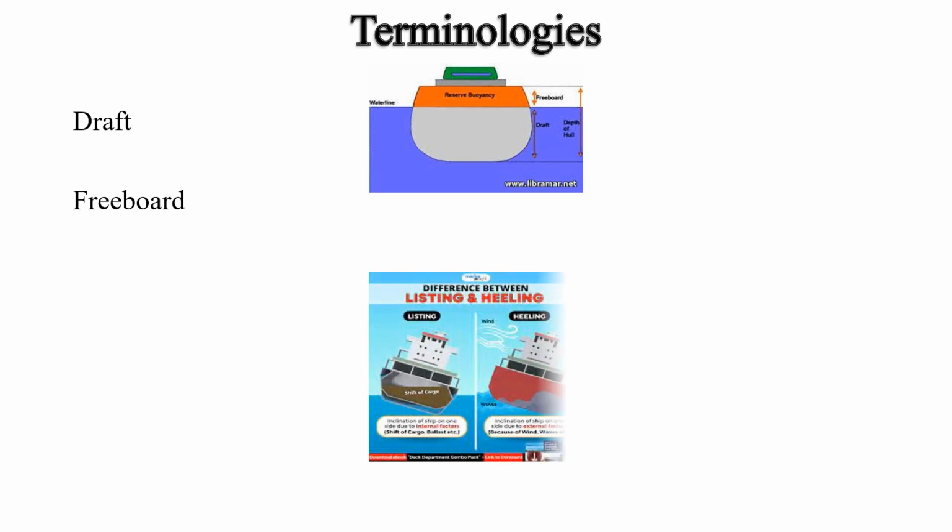We are going to be looking at, again, two scenarios. Heel for one, and list. Now, heel is when the vessel is inclined by an external force, which leads to rolling from side to side. List, on the other hand, is when the vessel has more weight on one side than the other.